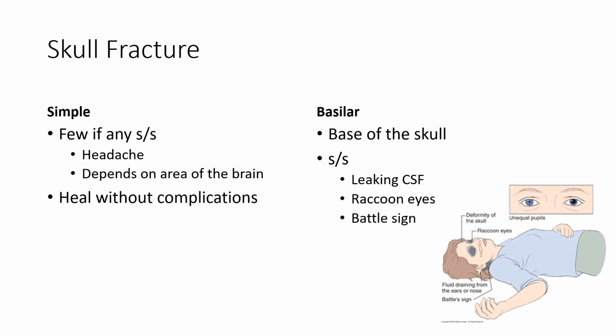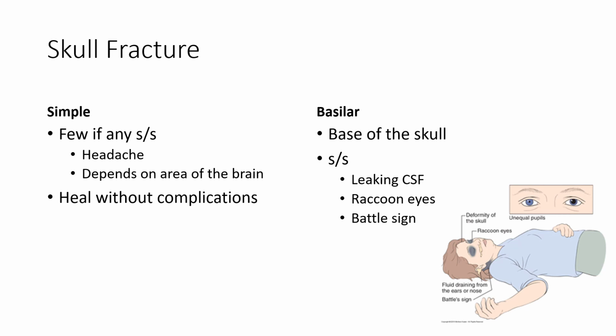Next is your basilar, which is at the base of the skull. Your signs and symptoms are going to be leaking of cerebral spinal fluid. They could have raccoon eyes and what they call Battle's sign. So if you're looking down here at the picture that I have added, you see down here the raccoon eyes. It looks like two black eyes. The Battle's sign is the bruising down by the neck.